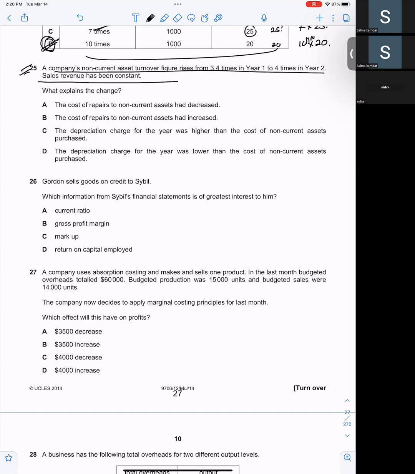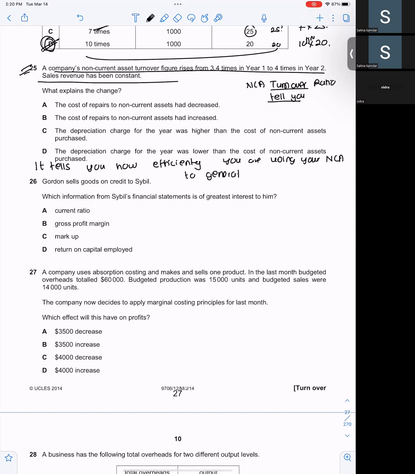A company's non-current asset turnover figure rises from 3.4 times in year 1 to 4 times in year 2. Sales revenue remains the same. What explains the change? What does the non-current asset turnover ratio tell you? It tells you how efficiently you are using your non-current assets to generate sales. Now it has increased from 3.4 to 4 times. That means you're using your non-current assets more efficiently.